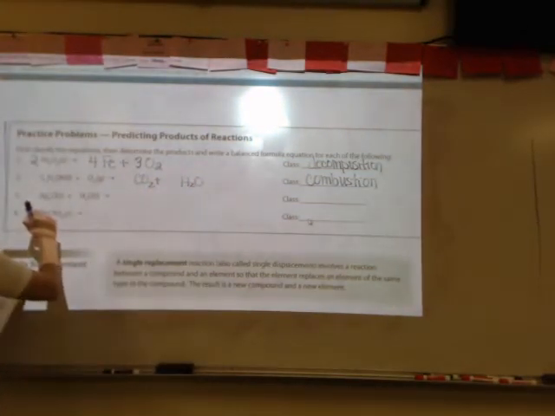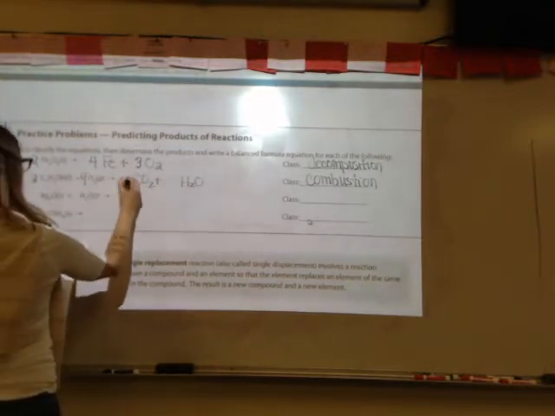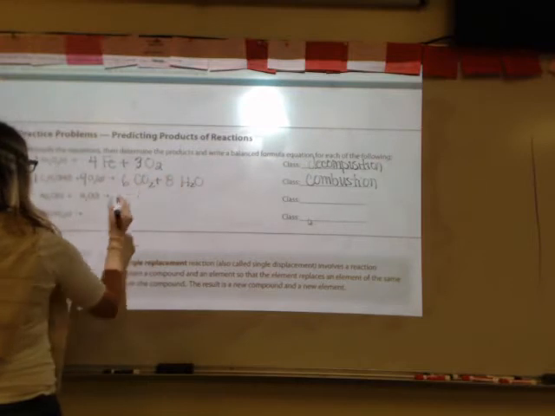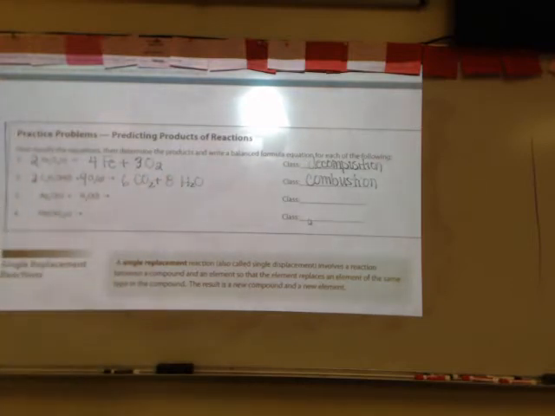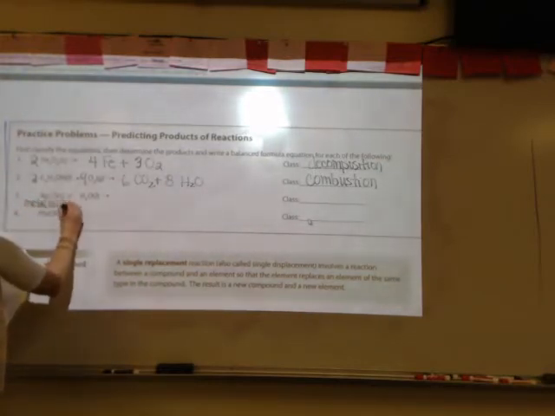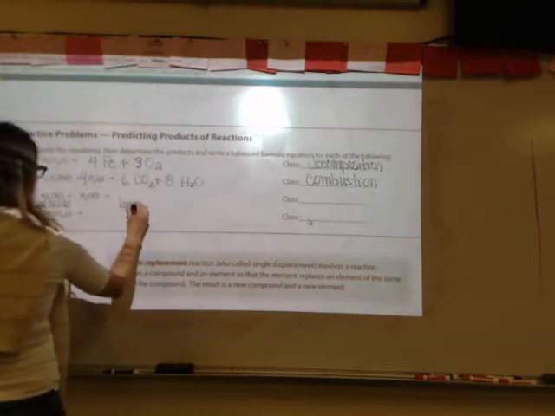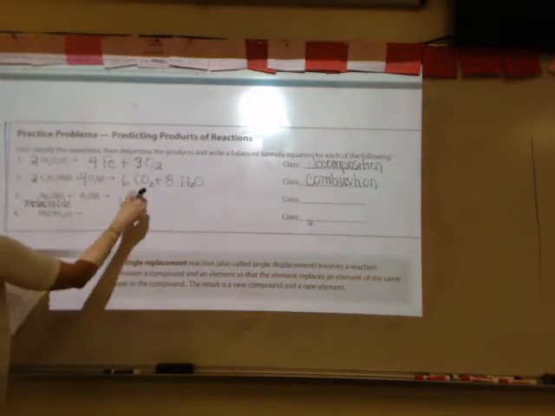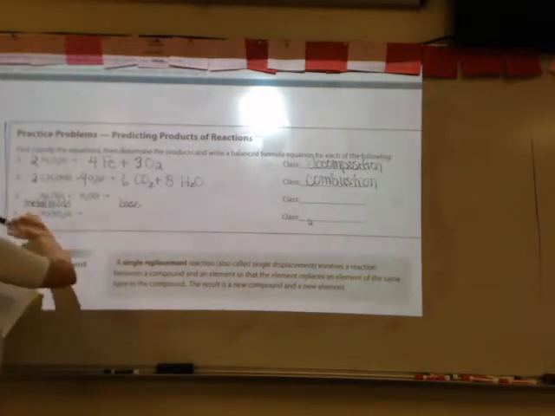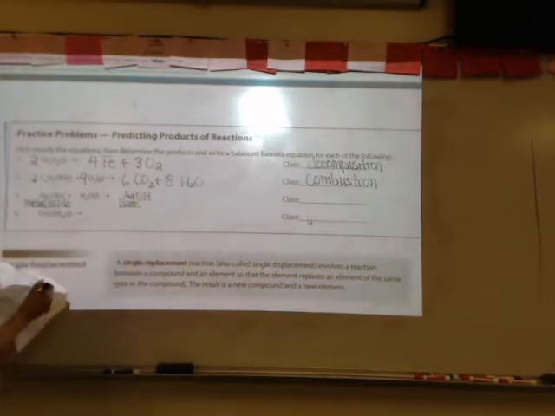When you're balancing this, you can pause the video, balance it on your own, and see if you end up getting 2968. For number 3, this is a metal oxide combining with water, so that means you're going to form a base. A base is going to be a cation with an anion. Silver is going to combine with hydroxide. Silver is +1, hydroxide is -1.